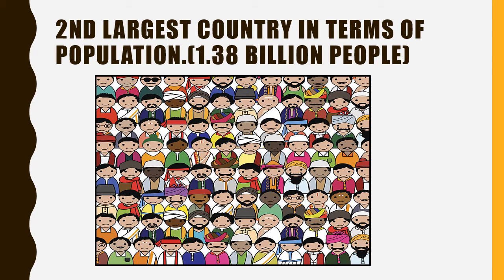Children, our country is the second largest country in terms of population. We have 1.38 billion people in our country. The largest country in terms of population is China. You have all learnt about thousands. So you can imagine that after thousand comes million and billion. So how large could this number be?